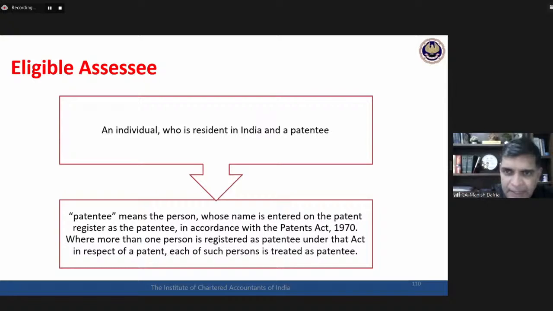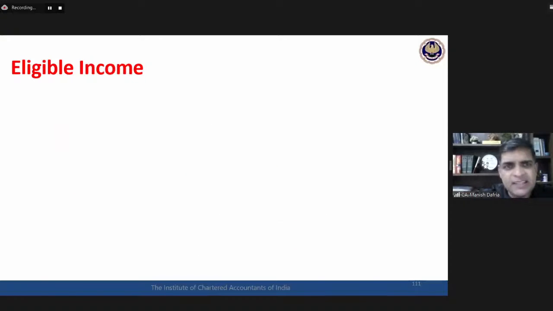Got a patent registered in his name. He has done some invention, some new thing he has invented, and he has got the thing patent in his name. So he is a patentee, an individual resident in India.